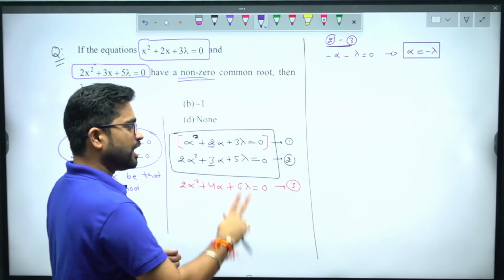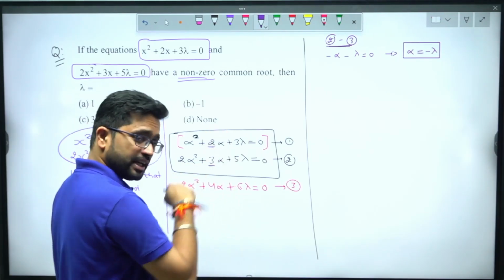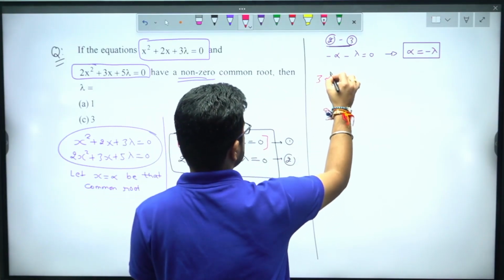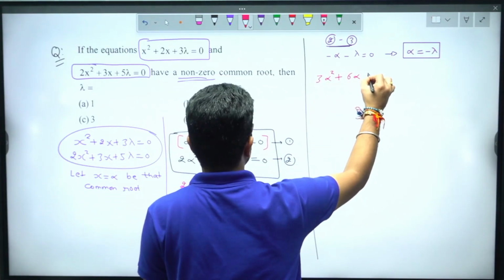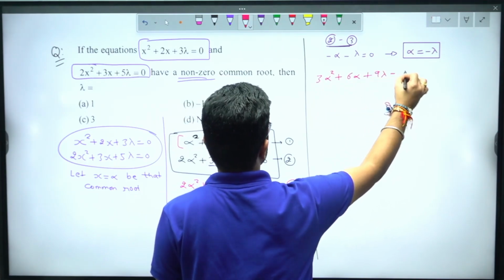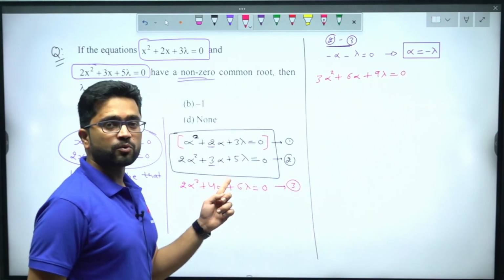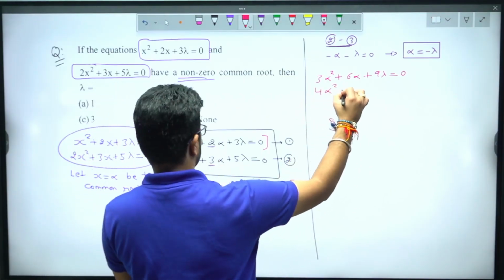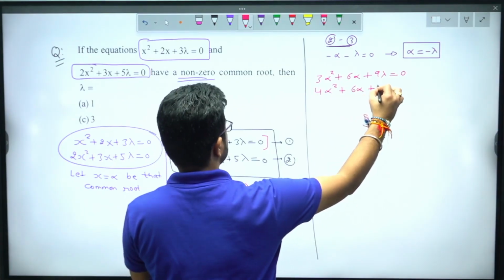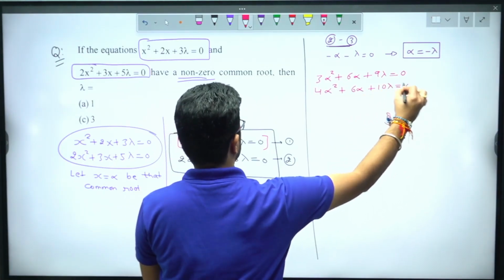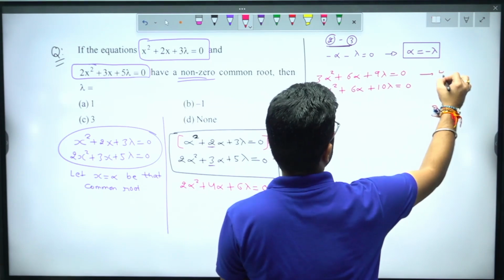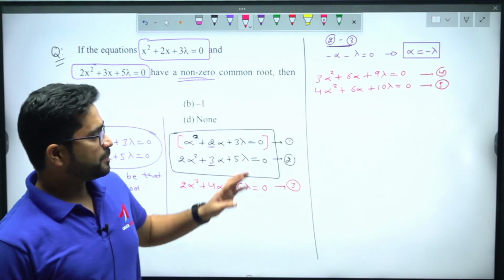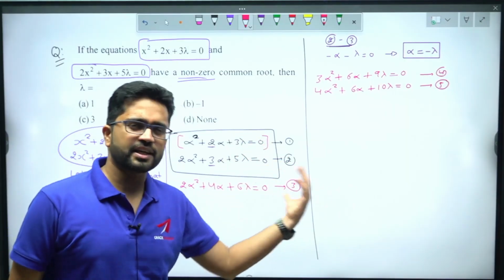Listen once again, I'll multiply equation number 1 with 3, and I'll get 3 alpha square plus 6 alpha plus 9 lambda equals 0. And I'll multiply equation number 2 with 2, so I'll get 4 alpha square plus 6 alpha plus 10 lambda equals 0. Now this is my equation number 4, this is my equation number 5. All okay? So guys, basically I'm just eliminating alpha square and alpha.